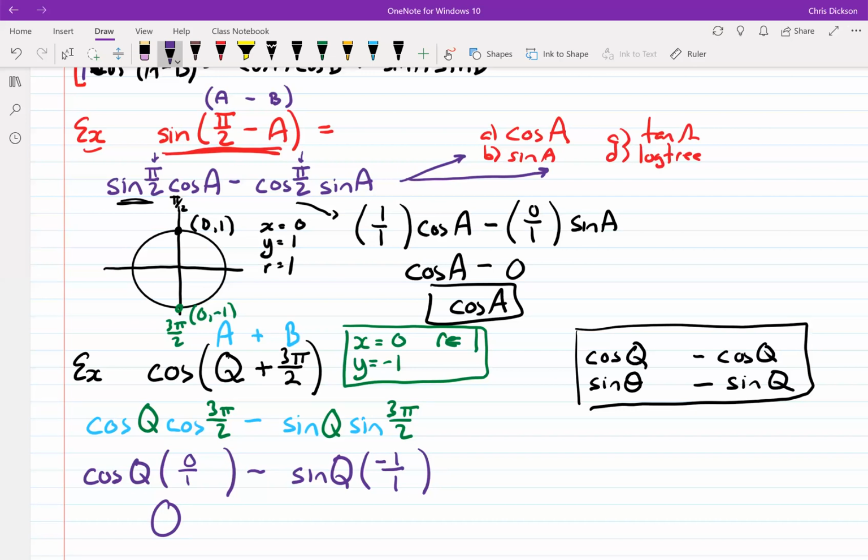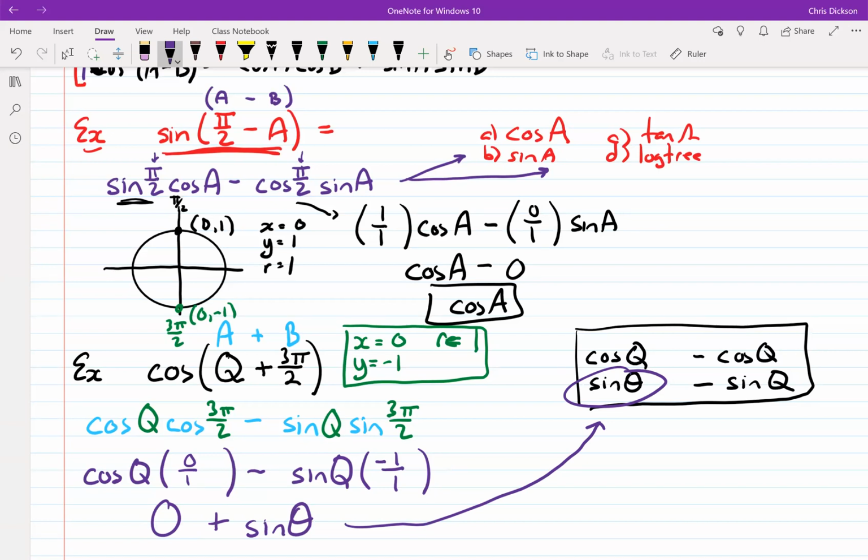And now you have subtract sine q times -1. So the negative turns the negative into a positive. So really it's plus the sine of q. So the correct answer would have been the sine of q.